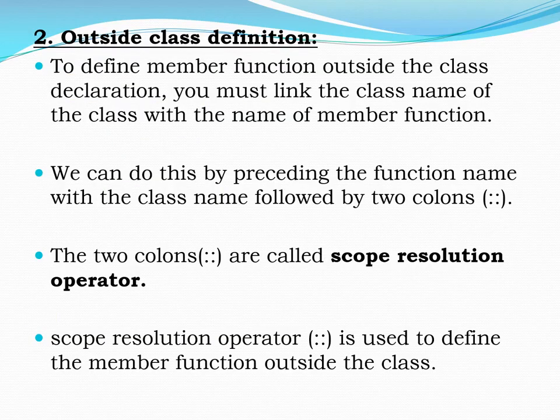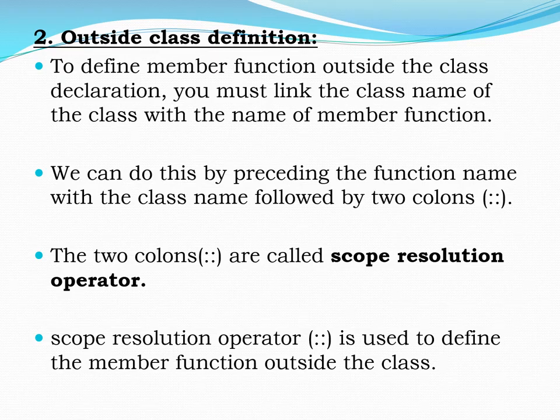After seeing the inside class definition, now let us see the outside class definition. To define a member function outside the class declaration, you must link the class name with the name of the member function. Once again, to define a member function outside the class declaration, you must link the class name with the name of the member function.